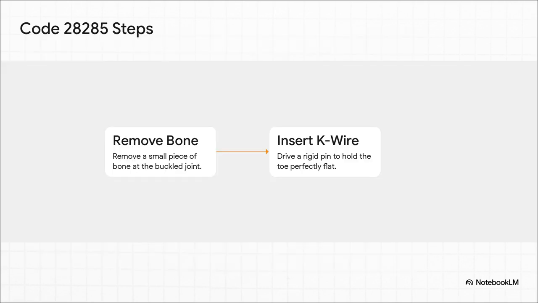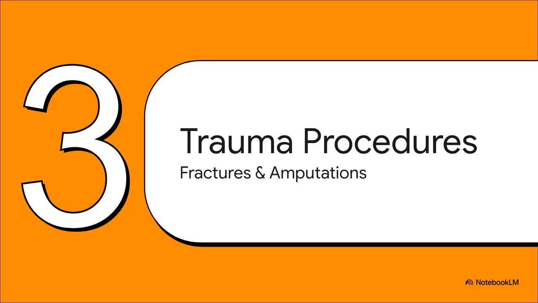So how does code 28285 actually play out? The procedure usually involves two really fascinating physical steps. First, the surgeon removes a small piece of bone directly at that buckled middle joint to relieve the tension. But honestly, that's not enough to keep it straight long term. Step 2 is where they drive a rigid metal pin, which is called a K-wire, straight through the tip of the toe, running it right down the center of the phalangeal bones. Think of this wire as an internal splint. It rigidly holds the toe in a perfectly flat position while the whole thing heals. Pretty amazing, right?